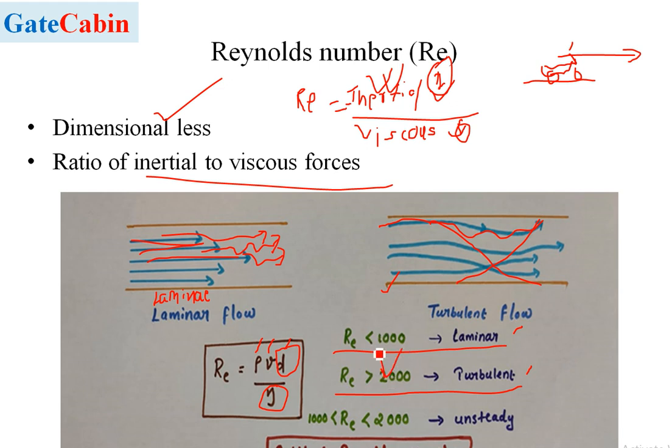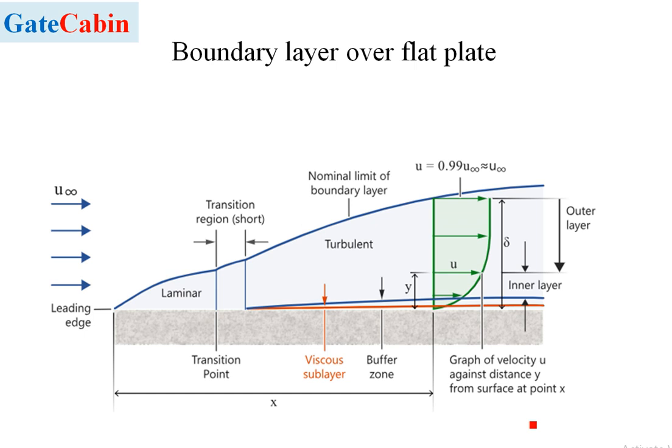So this Reynolds number is very, very important. Between 1000 to 2000, the flow transitions from the laminar to turbulent region. The flow becomes completely unsteady beyond this 2000 limit.